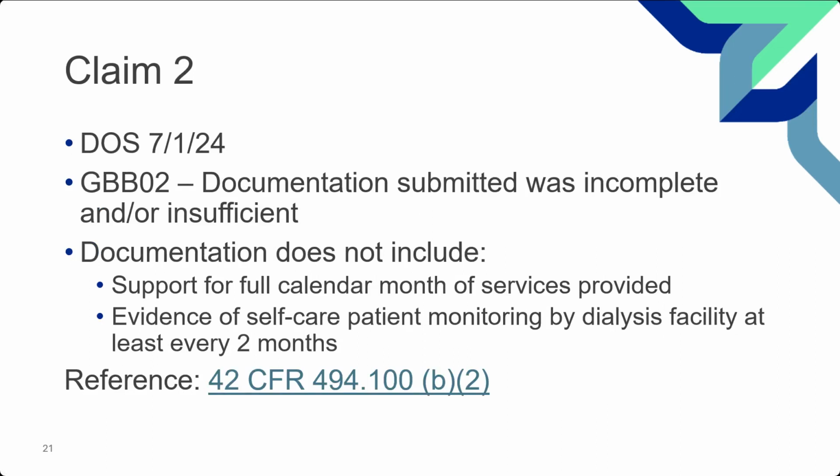Again, just to go back to that question, the charts I just showed you showed the full calendar month of services and that the dialysis facility is conducting patient monitoring at least every 2 months. Just to clarify those sheets. So again, back to this one. Both of these components, self-monitoring every 2 months and the full calendar month of services, are required for billing CPT code 90966. All other components were submitted with this claim. Let's review the claim and the submitted documentation in more detail.